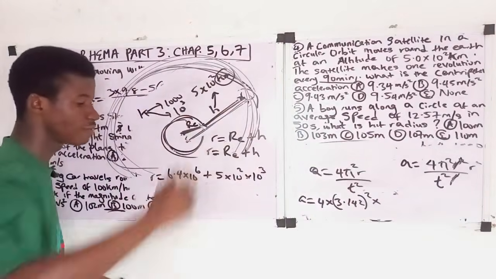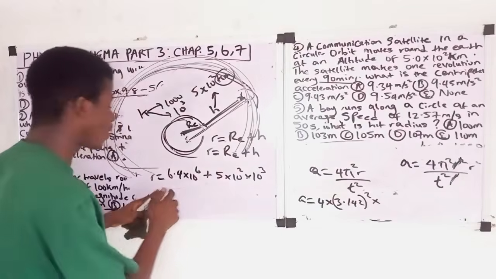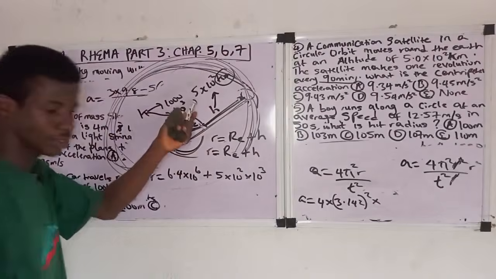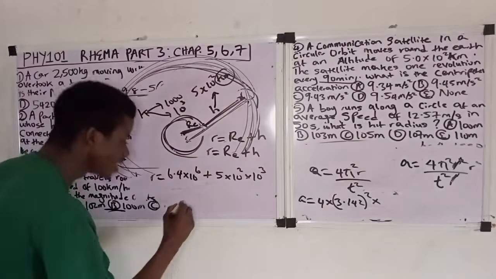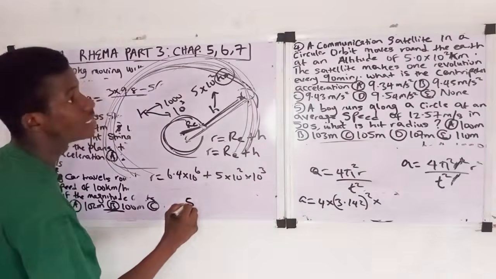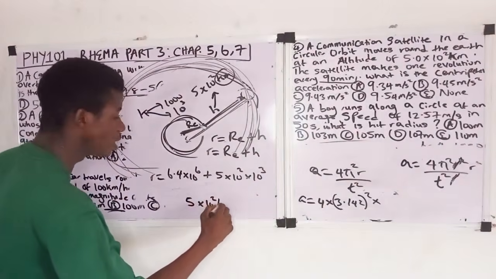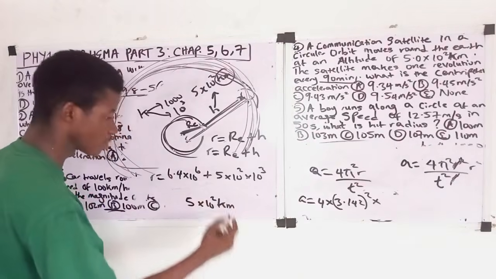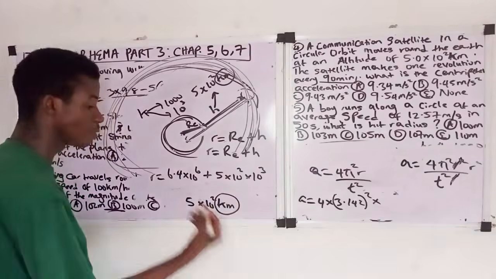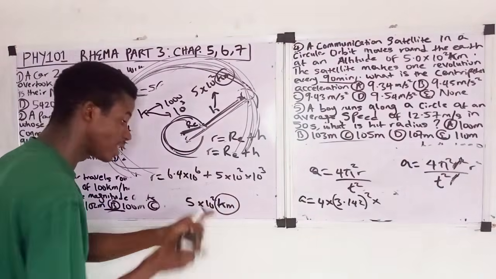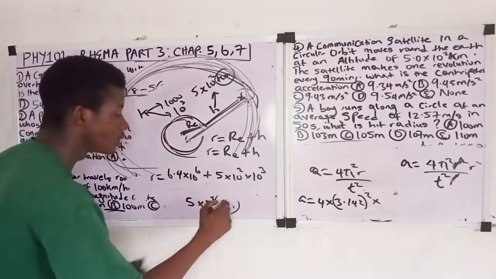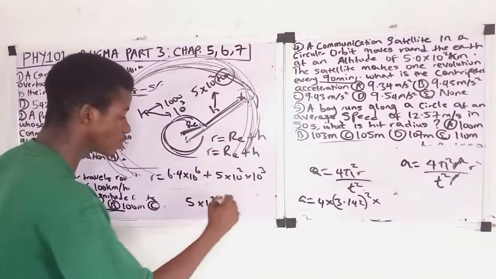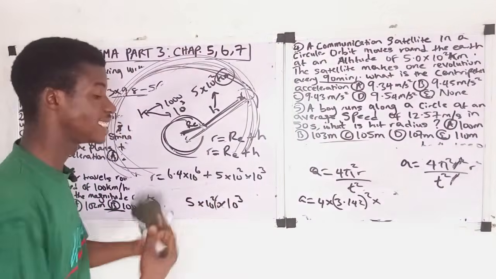So if we add everything, our r will be what? Let's add everything, okay? Hope you guys understand this part. The altitude of the satellite is 5 times 10 raised to the power 2 kilometers, right? So we want to convert it from kilometer to meter. To convert it is very easy. Kilo is 1,000, so times it by 1,000, or times it by 10 raised to the power 3.